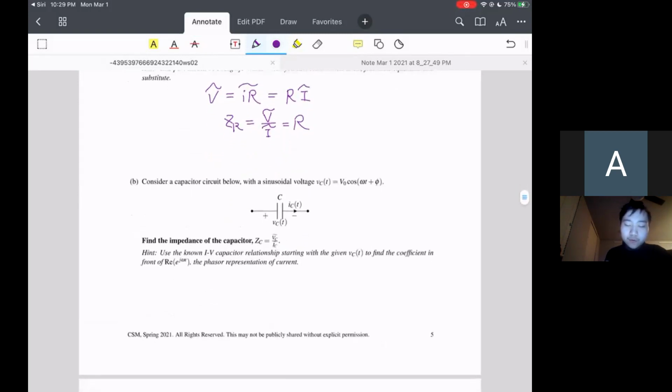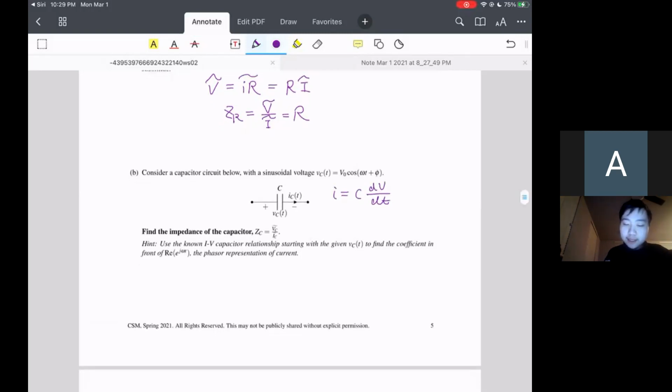All right. So for part B, we want to consider a capacitor circuit below with a sinusoidal voltage. Again, it is something we can express in phasor domain. We know that a capacitor has the IV characteristics of I equals C dV/dt. So again, we take the phasor of both sides to see that the phasor current is equal to the phasor representation of C times dV/dt.